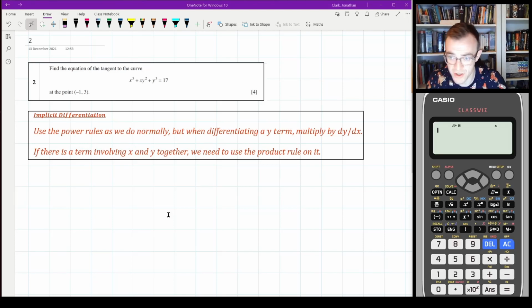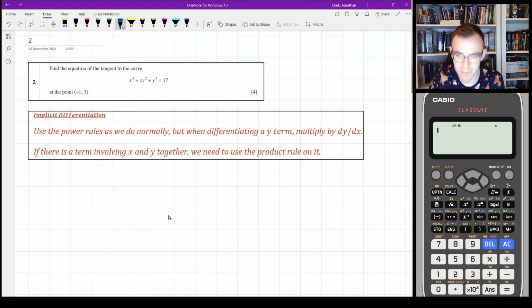Okay, here's question 2. We are being asked to find the equation of a tangent. So I'm going to need to differentiate this. I can see that there's some terms involving y, so it's an implicit differentiation question. And there is also a coordinate that I'm given as well. So roughly speaking, I'm going to differentiate. I'm then going to plug the numbers in to get the gradient, and then I'll do the equation of a straight line afterwards.